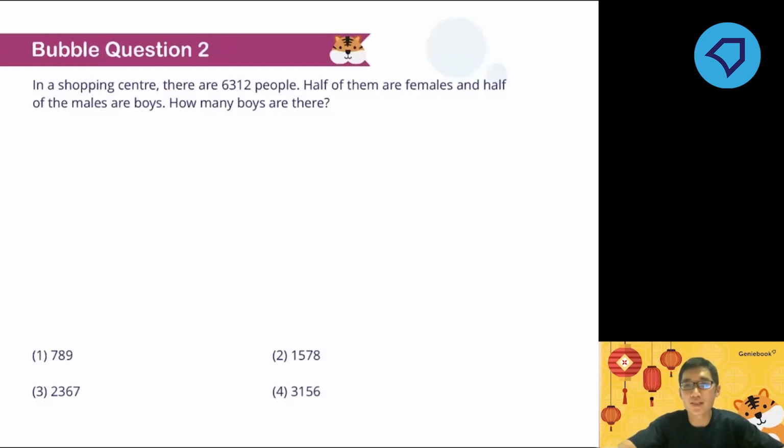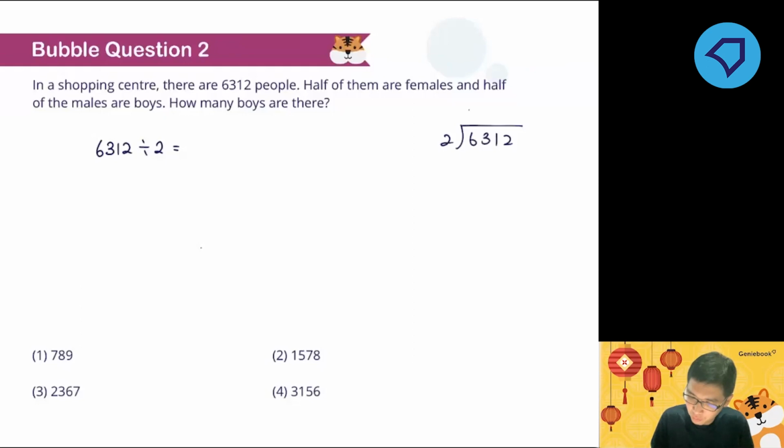Okay, so time is up. Let's go through this question together. First of all, I know that half of the people in the shopping center are females. In other words, half of the people in the shopping center will be the males. So let's do a division then. We will take 6,312 divided by 2 in order to work out the number of males in the shopping center. So you do your working, 6,312 divided by 2.